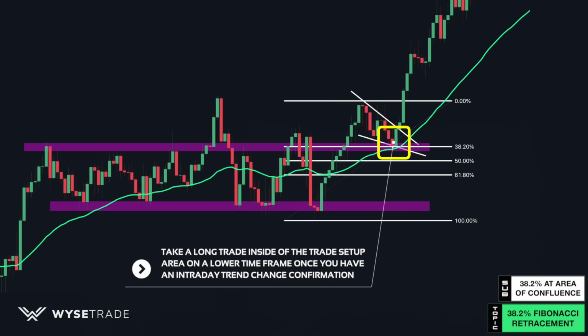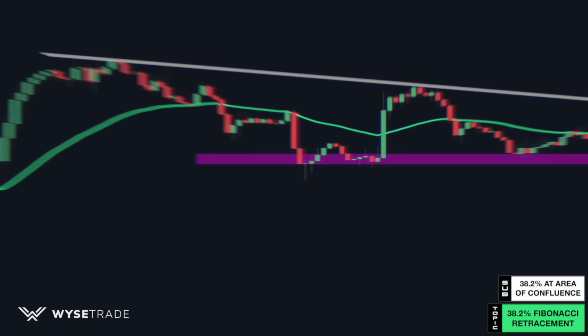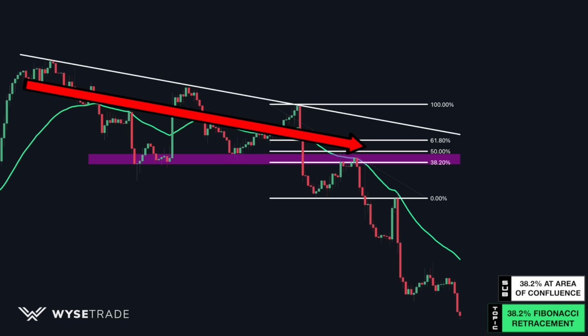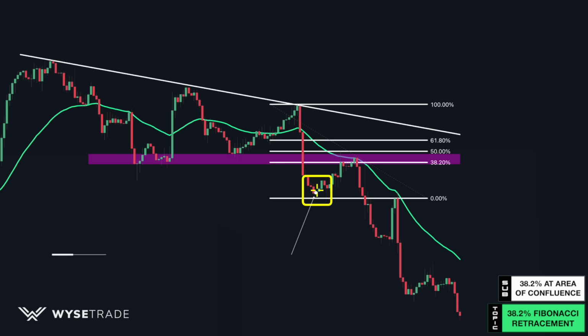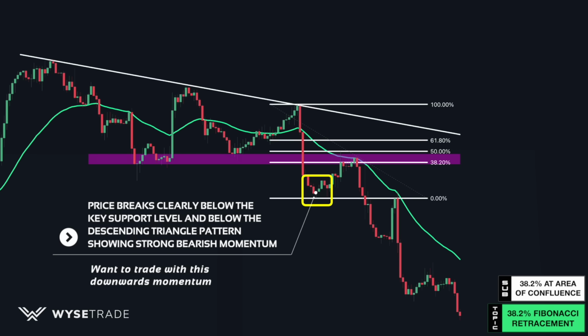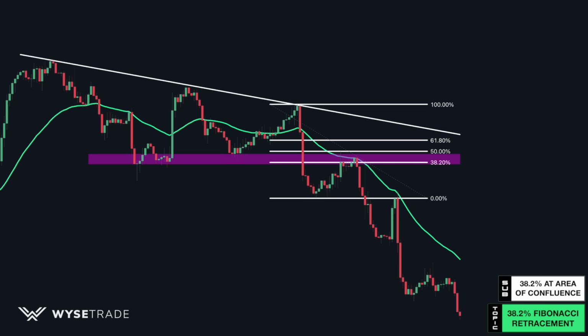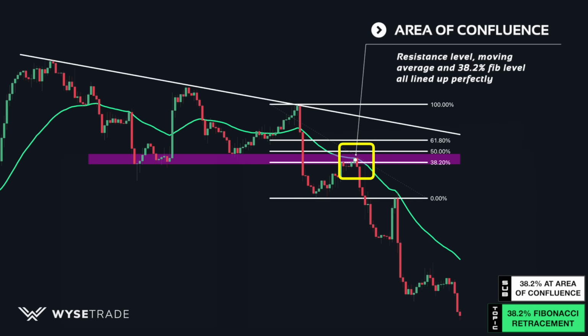Let's show one more. You have a moving downtrend through the lower highs. Price then breaks below the key support level and below the descending triangle pattern, showing the bearish momentum, so you want to trade with it. Price then pulls back to your area of confluence, where the resistance level, moving average, and 38.2% fib area lined up, which presented a short trade opportunity.